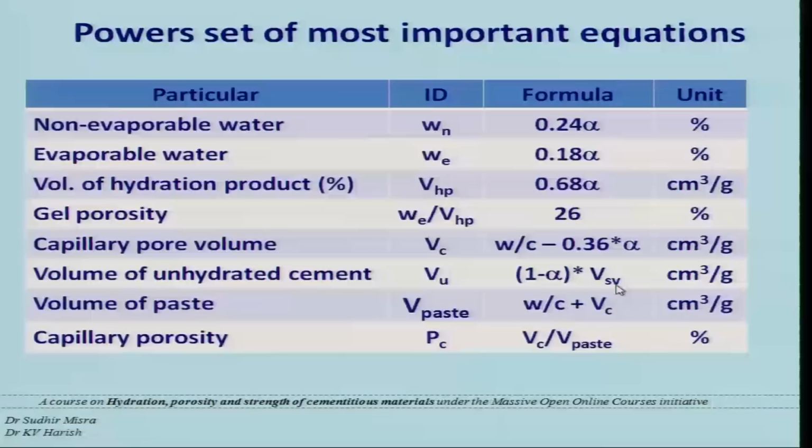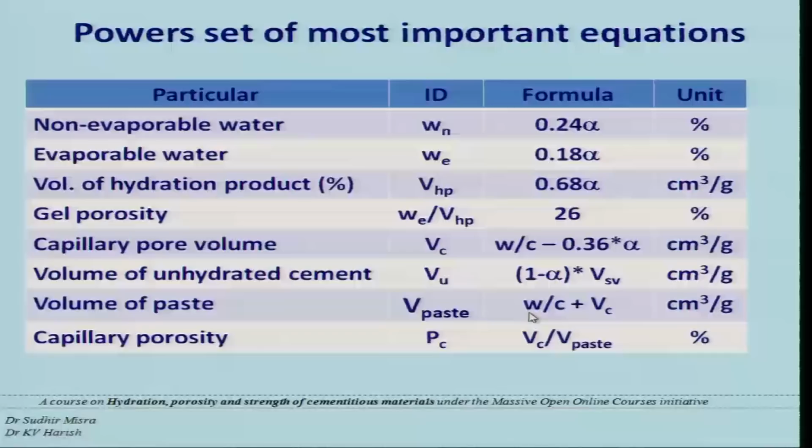So, what is VSV? It is the specific volume of cement which is equal to 1 divided by specific gravity. Remember that the value of specific gravity of cement is 3.15. So, whatever is 1 divided by 3.15 comes, that is VSV, and volume of paste is water to cement ratio plus VC, and capillary porosity PC is given by VC divided by V paste. So, VC divided by V paste, and the units are also provided here, some are in percentage and some are in centimeter cube per gram.